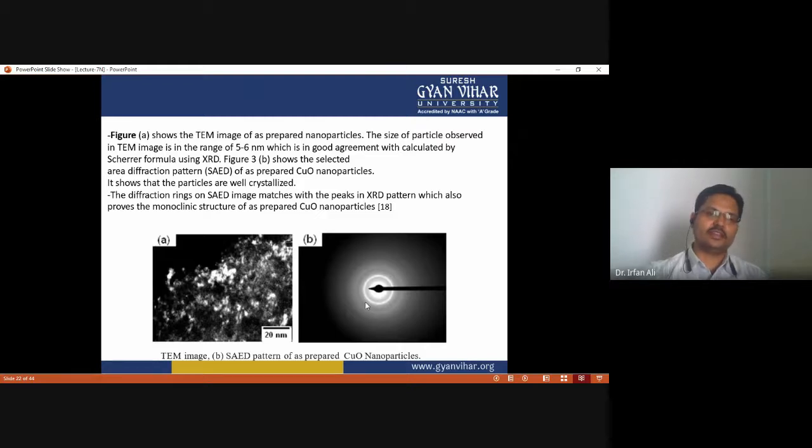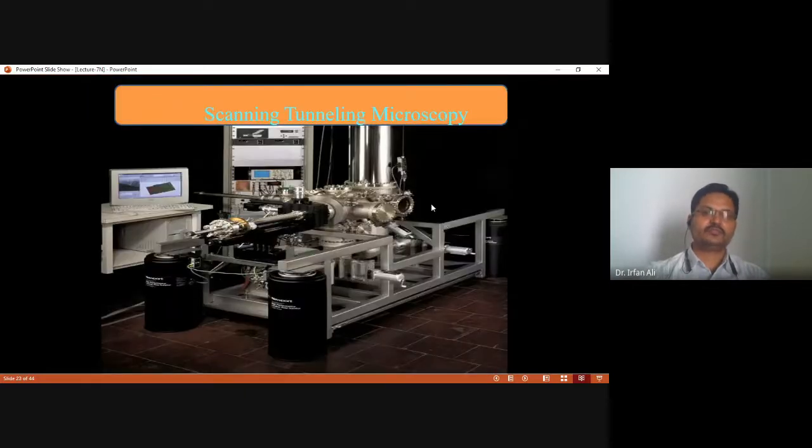that shows that the particles are well crystallized, and the diffraction rings in the SAED image match with the peaks in the XRD pattern, which also proves the monoclinic structure of the prepared copper oxide nanoparticles. That's why the characterization technique is a very important phase while we are working on nanoparticle synthesis.